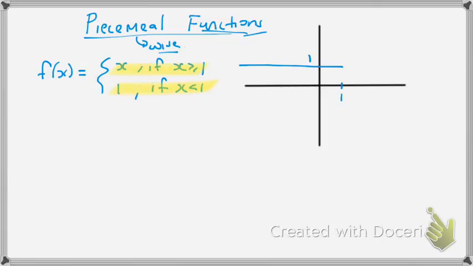So that would be this curve, which I'll try and draw dotted. But it's only counted when x is bigger than 1. So that means it's just this section here that's thick. And so that is the full piecemeal function for this particular f(x).